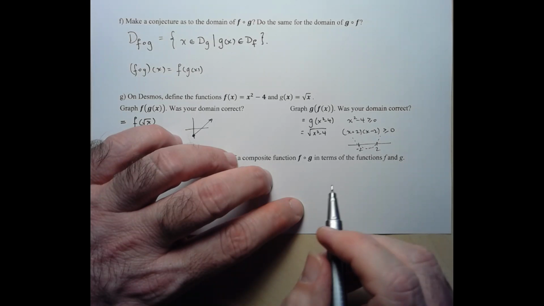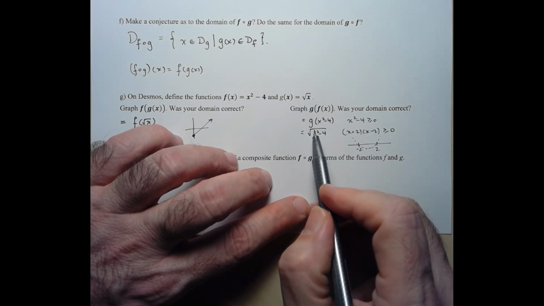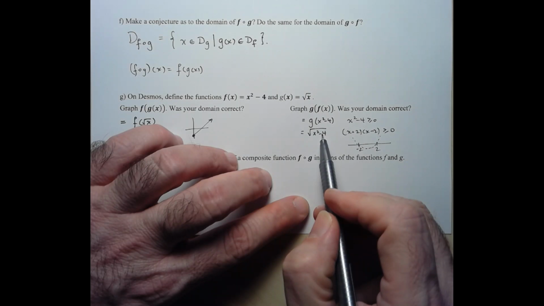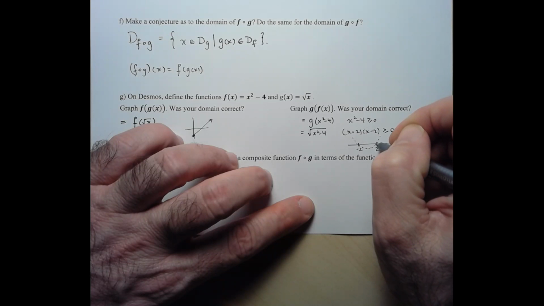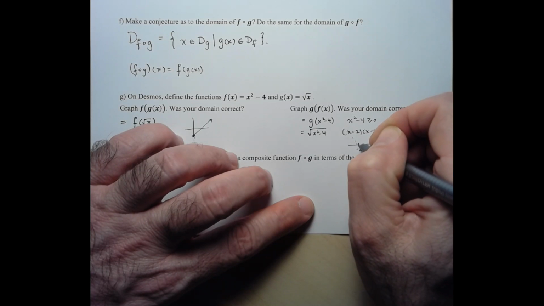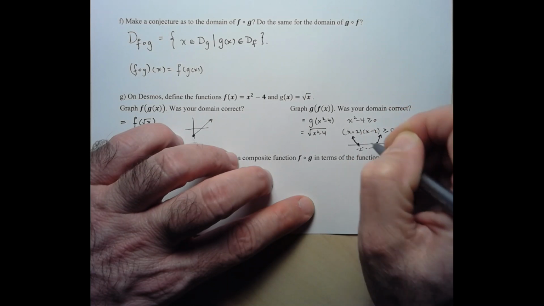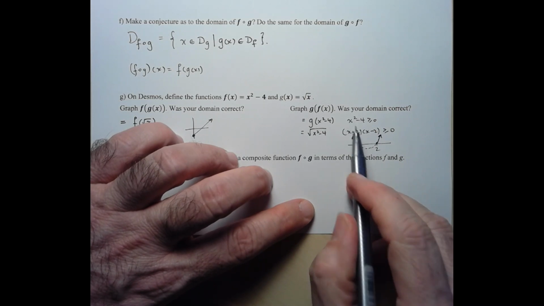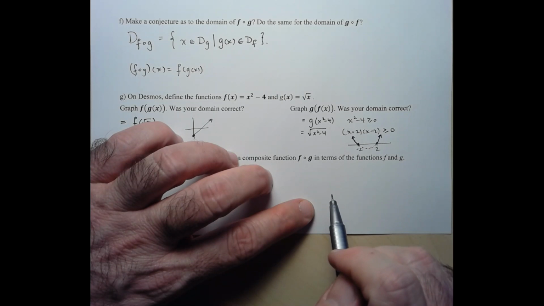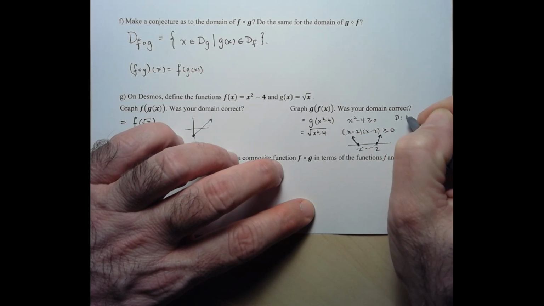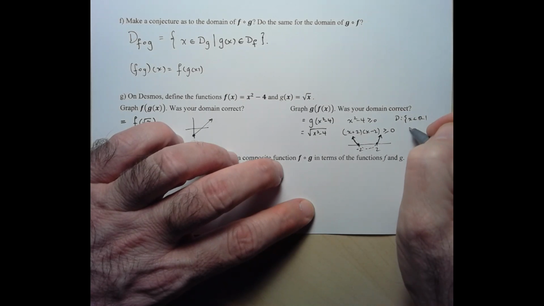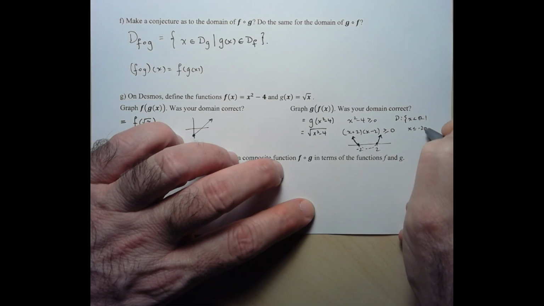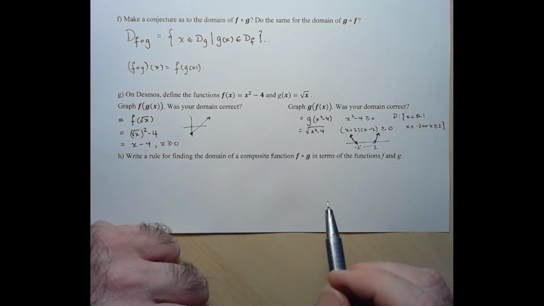So remember, what we need is the output of x squared minus 4 to be in the domain of g. In other words, we need the output of x squared minus 4 to be greater than or equal to 0. So the only numbers that we can take are those that produce outputs greater than or equal to 0. And so here, the domain would be x in R such that x is less than or equal to negative 2, or x greater than or equal to 2. And of course, I could also use interval notation.